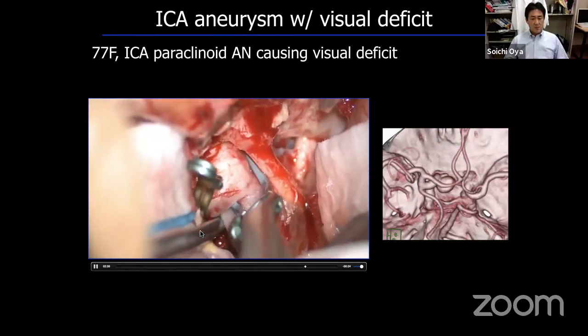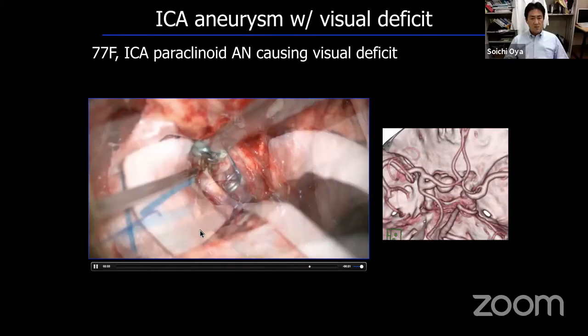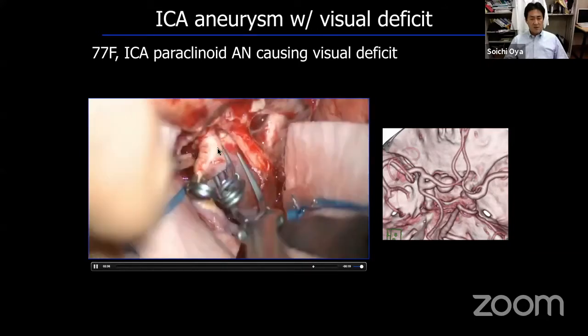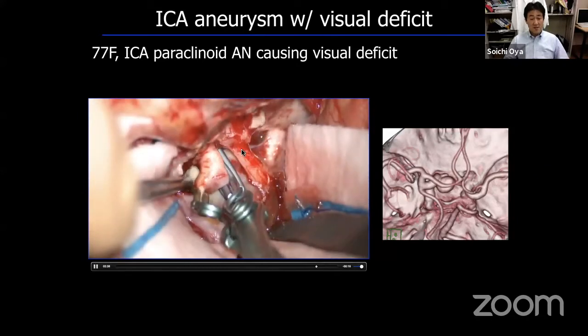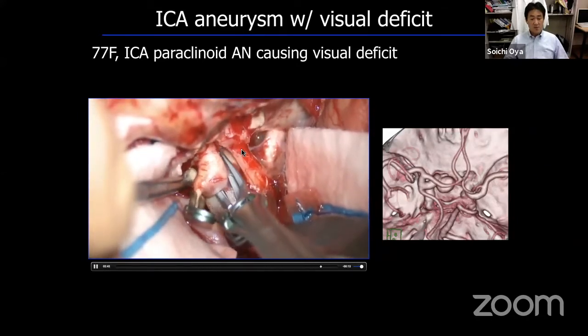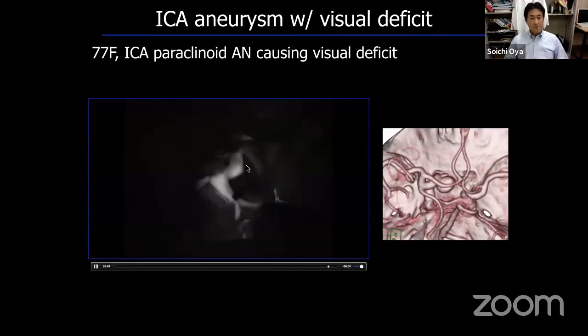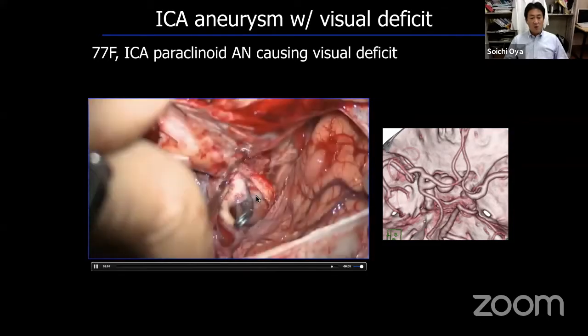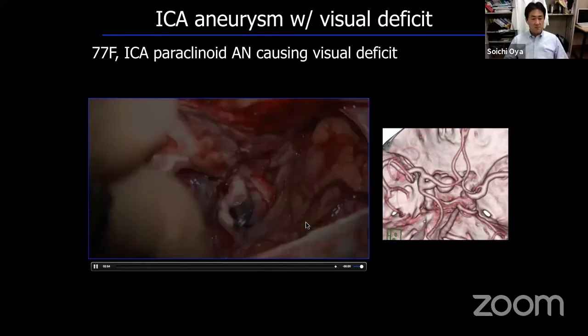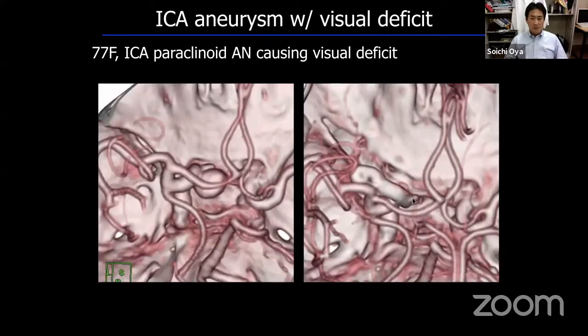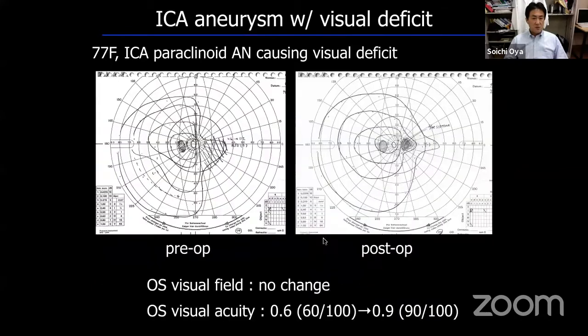And I apply the first clip, but this was too close to the neck of the aneurysm, close to the ICA. So I chose a second clip and removed the first clip. And there was no inflow confirmed into the aneurysm. And complete obliteration. Unfortunately, her visual field cut did not improve after surgery. However, her visual acuity improved from 60 over 100 to 90 over 100.